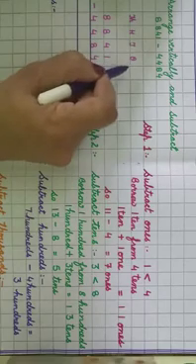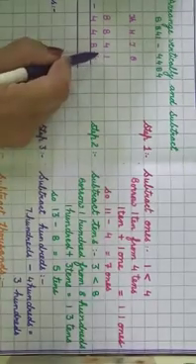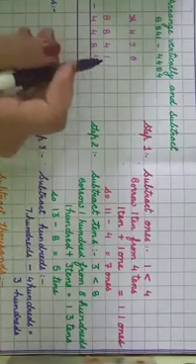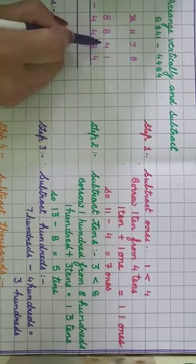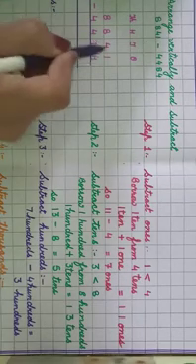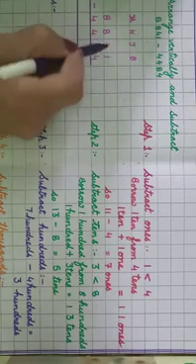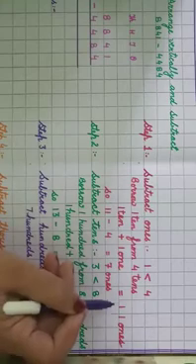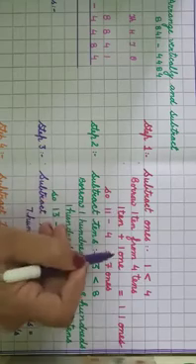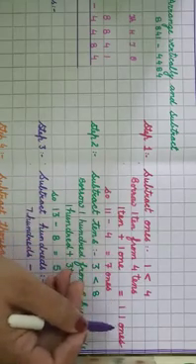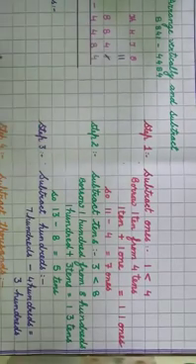First of all, we will subtract ones. This 1 is smaller, so it will borrow 1 ten from this 8 tens. Now 10 plus 1 is equal to 11 ones. So we will write down 11 here.